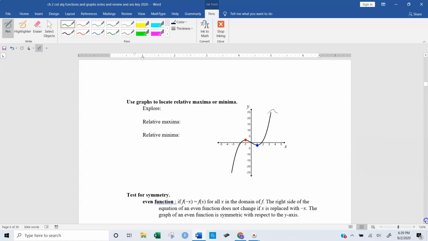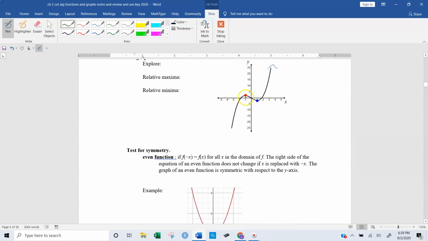Okay, next section, max and mins are your turning points. Remember, this is a relative max because technically this is going on forever, so these points are higher. This is a relative min because technically it is going down forever, so these points are lower. Relative means it is a turning point. So our relative max is at negative 1, 1, and our relative min is at 1, negative 1. I hope you did well with that.